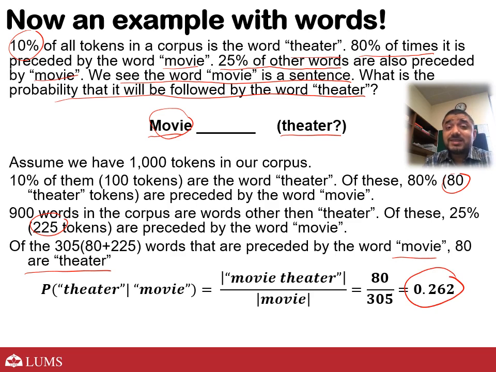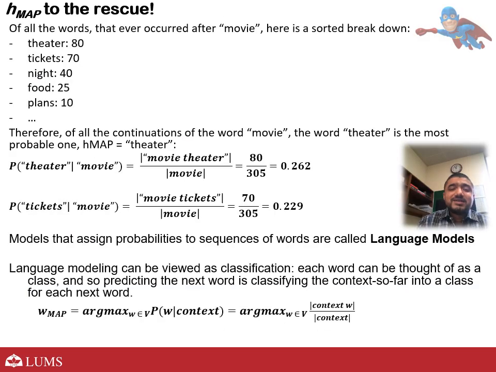But the thing is, this starts making more sense when you apply the H map here. So when you apply the H map here, of all the words that occur after movie, here is a sorted breakdown. So theater 80 times आया, let's say movie tickets, ticket 70 times आया, movie night में night 40 times आया, movie food में 25 times ये आया, movie plans 10 times हमें मिला. Therefore, of all the continuations of the word movie, the word theater is the most probable one. So the H map is theater.